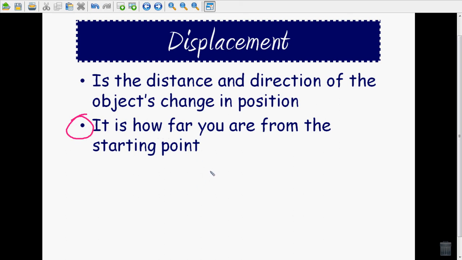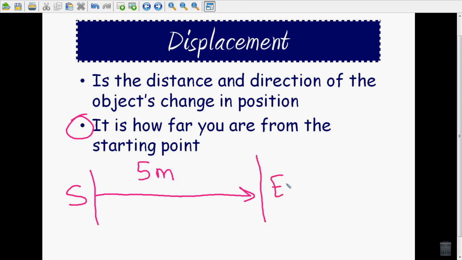So we'll make a little drawing here on our paper so we can talk about truly what displacement is. Let's say we have a starting point. This is our starting line, maybe like a race. And you travel this way, we'll say maybe 5 meters. Okay, and that would be a distance, right? You travel 5 meters and you stop right here. So we'll say this is the end line. And then you decide to turn around.